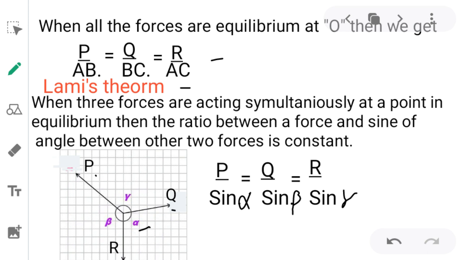When you take force Q, we take the angle beta. Beta is the angle between P and R, the other two forces. When we take R, we take gamma. Gamma is the angle between the other two forces P and Q. The statement that the ratio between a force and the sine of the angle between the other two forces remains constant is Lamy's theorem. Using Lamy's theorem, we can find the angles and the forces in different types of problems.